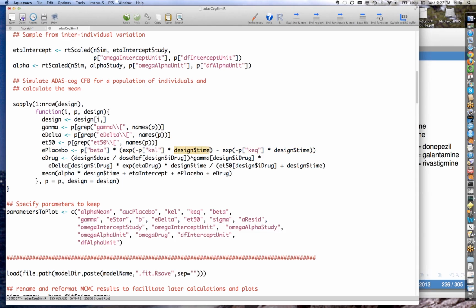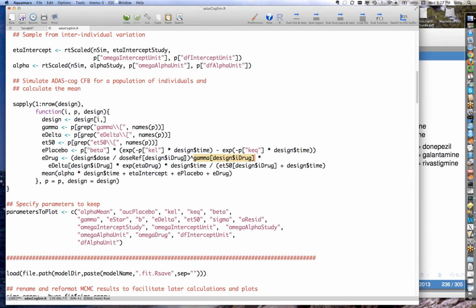You can see time is coming in here because that's part of our design data frame. And then finally for E drug, you can see it's pulling out the dose again from our design. Notice for things which are drug specific, like dose ref, it grabs the I drug value that we're going to be generating, the value of 1, 2, or 3, depending upon which one of the 3 drugs it is, and it does that for any of the parameters that are drug specific.